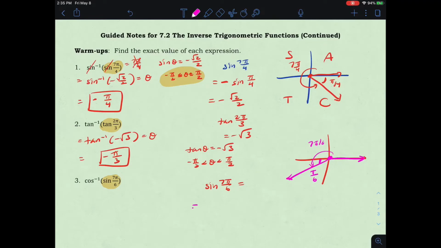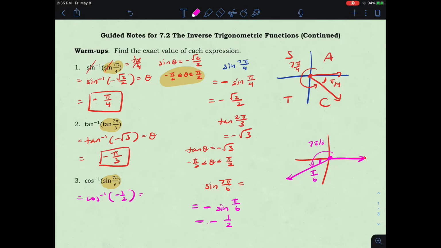So what that tells me is that if I want to find sine of 7 pi over 6, I first note that my value is going to be negative because sine is negative in quadrant 3. And then ultimately, I just have to find sine of the reference angle. If you remember, sine of pi over 6 is just 1/2. So rewriting this, I can write this as cosine inverse of negative 1/2.